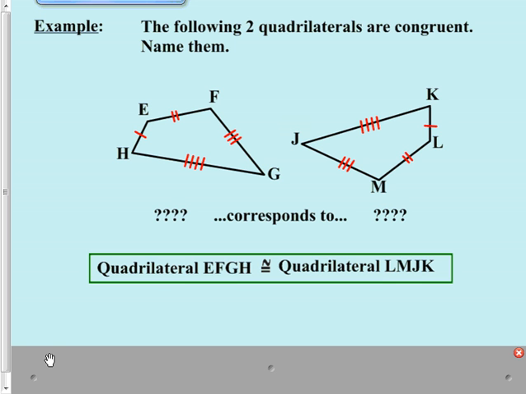Quadrilateral EFGH. Again, it does not matter how we write that one down, as long as we pick a point and then kind of travel around it in order. But then we select the exact same vertices that correspond to the figure on the left to the figure on the right. So quadrilateral EFGH would be congruent to quadrilateral LMJK.